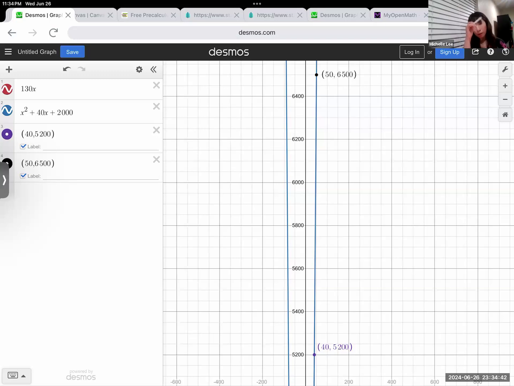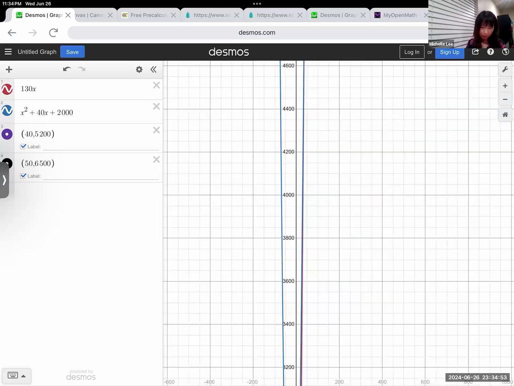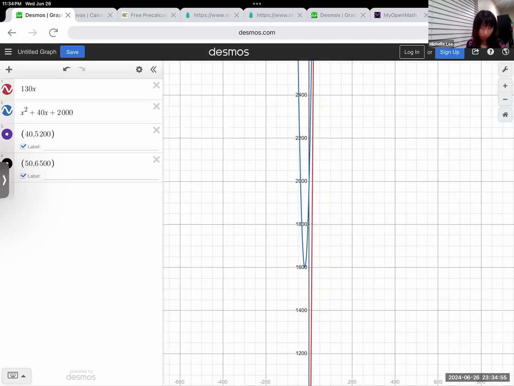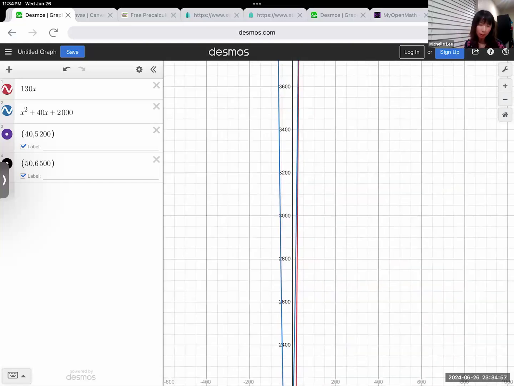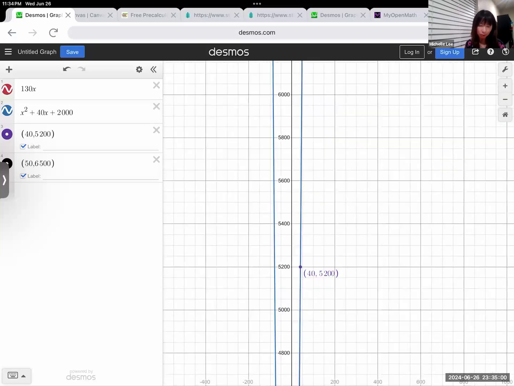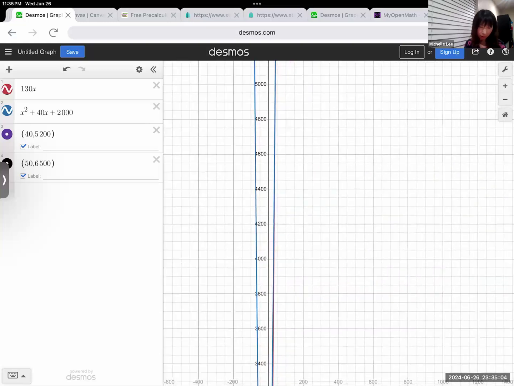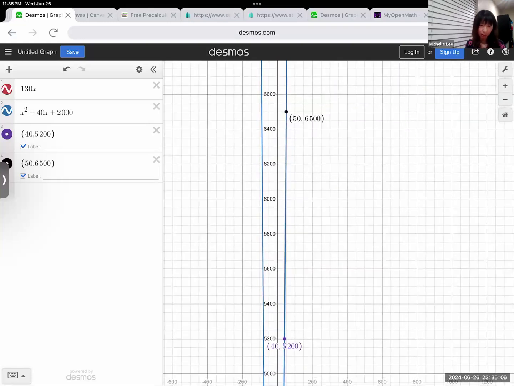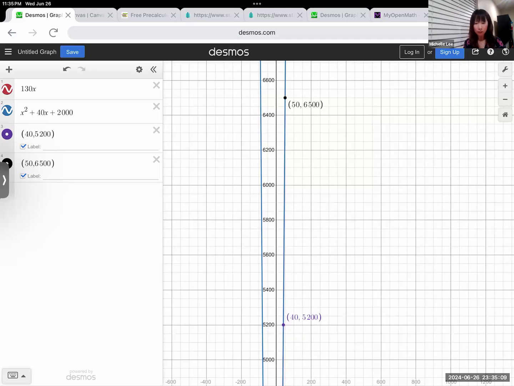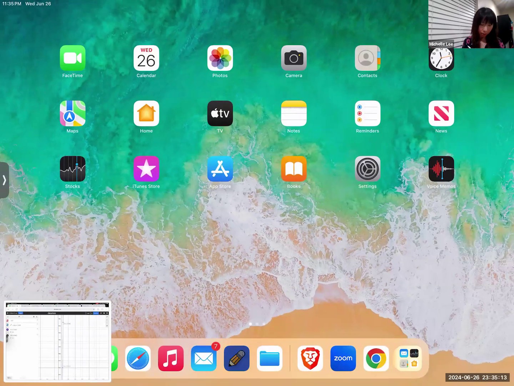But please note that this is a parabola, right? And y-intercept is 2000 there. And minimum, let's find out minimum, yeah? Oh, it's okay. Break even, yeah, this is a break even. Okay. Let me see. That's a 40, sorry about that. And this is a 50, right? Screenshot. Break even.